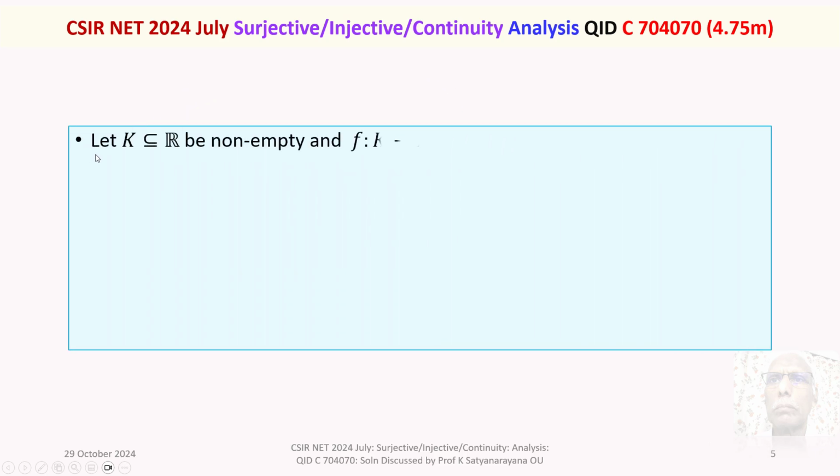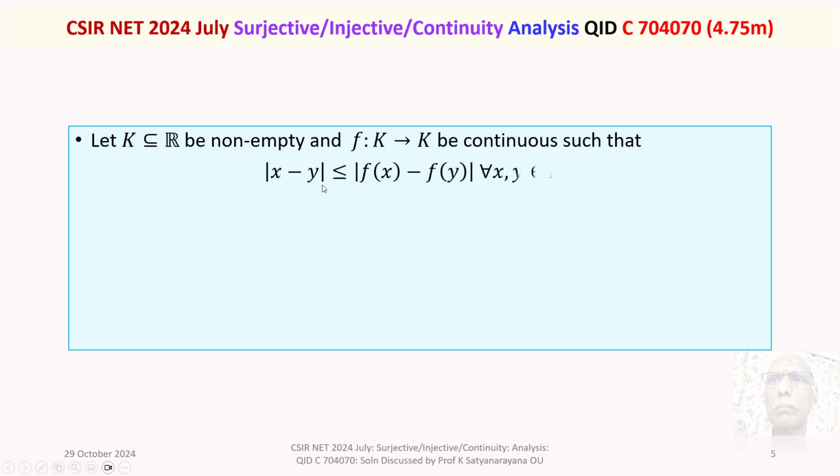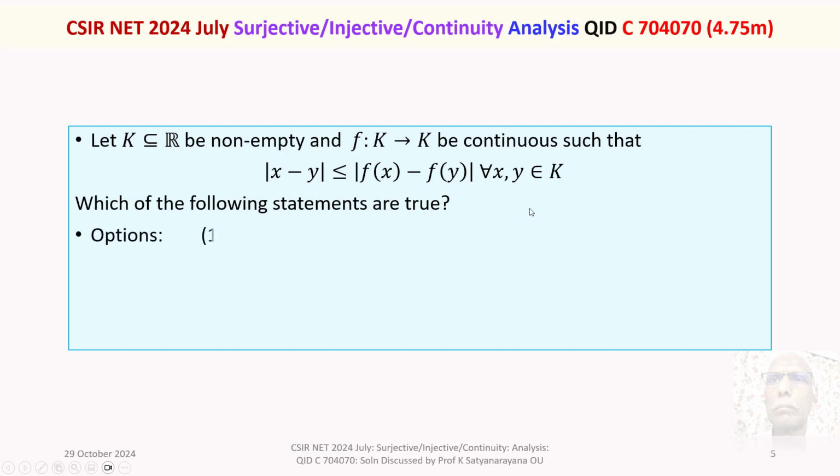The given question is: let K be a non-empty subset of the set of real numbers and f be a continuous function from K to K such that mod of x minus y is less than or equal to mod of f(x) minus f(y) for all x, y belonging to K. You have to remember this. Which of the following statements are true? We are given 4 options.